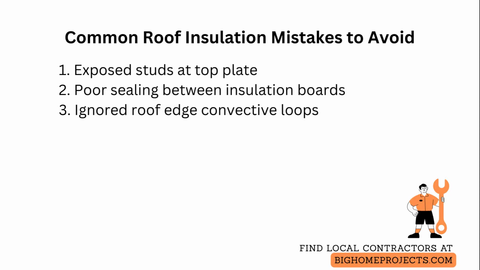A third problem is ignoring roof edge convective loops where the soffit and roof cavity ventilate uncontrolled. Solve that by designing a sealed roof edge assembly, placing insulation to the roof edge, and using a vent baffle only where controlled ventilation is required away from the thermal boundary.